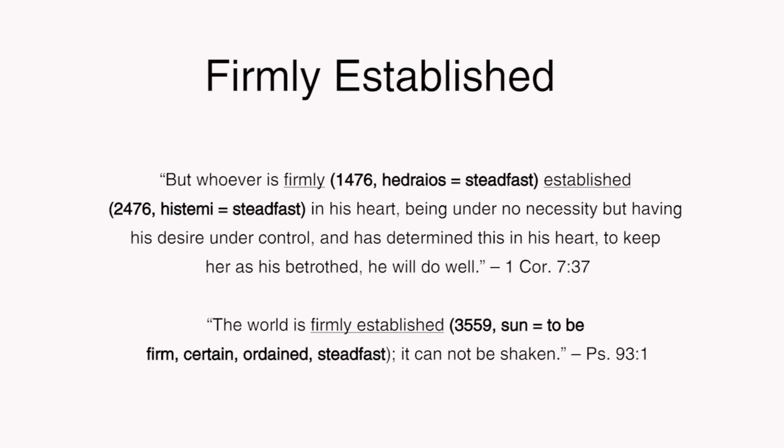So this text is not talking about the shape of the earth, but about whether or not the thing is steadfast in its course. Both texts are. In the first verse, a man is set on a course to get married, and he's steadfast in that course, right? In Psalms 93, we see that the earth is steadfast in its course as well. It's firmly established, certain, ordained, steadfast. It cannot be shaken. It's going to continue in that course, and it's not going to totter or fly off into a black hole somewhere. That's really important.